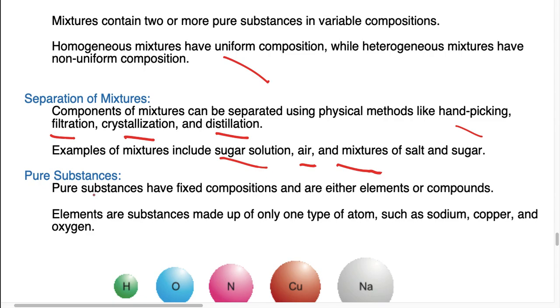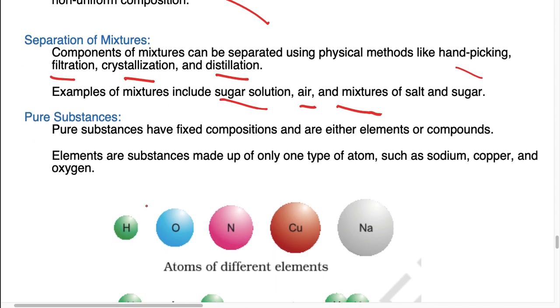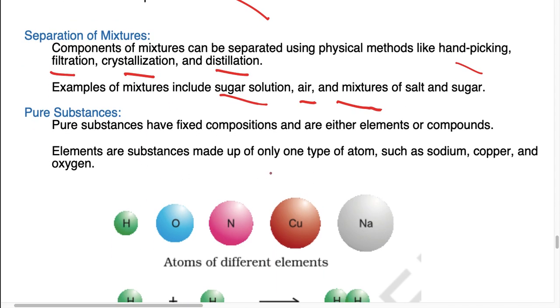Let's see the pure substances. Pure substances have fixed composition and are either elements or compounds. We know that a mixture can be made out of two or more substances in variable composition, but pure substances have fixed composition and are either elements or compounds. Elements are substances made of only one type of atom, such as sodium, copper, and oxygen.